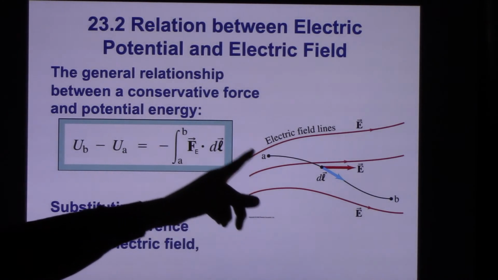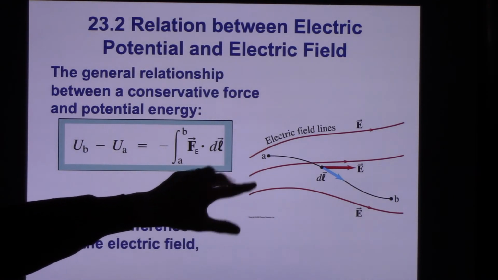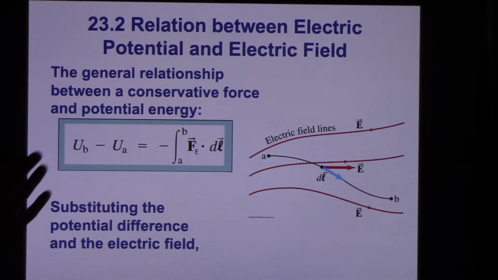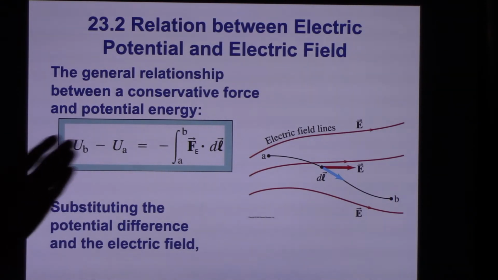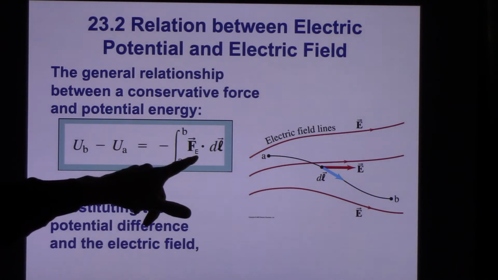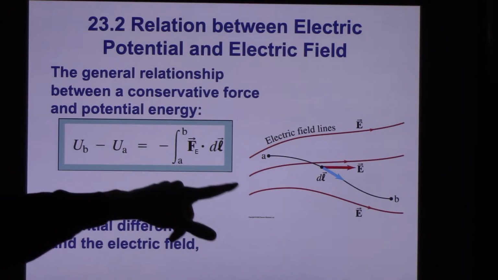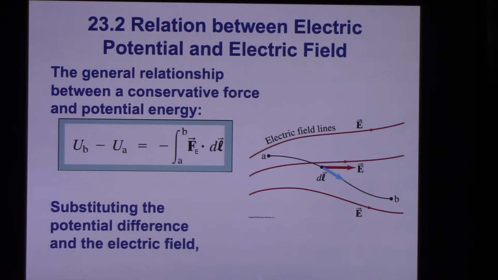What happens if I have electric field lines that are stronger, say at point A, and not as strong at point B? And what if I pick a random path? I don't follow the electric field line. Well, this formula that we've defined in terms of the electric force integrated along some path, dl, it works.